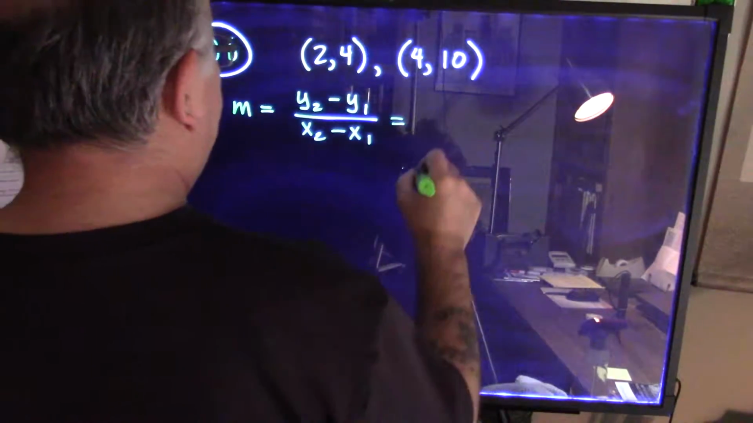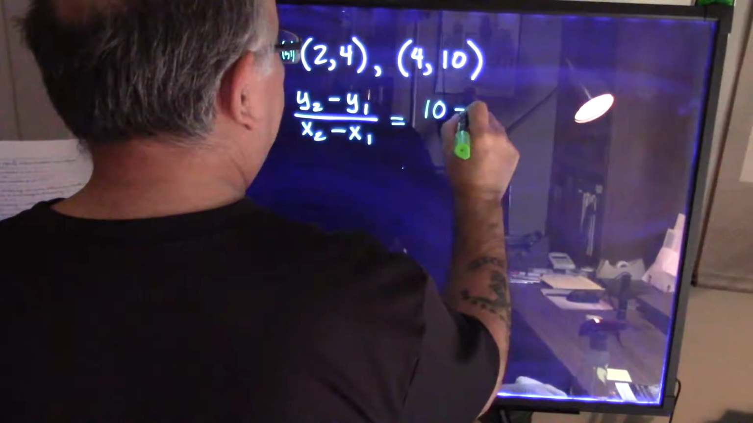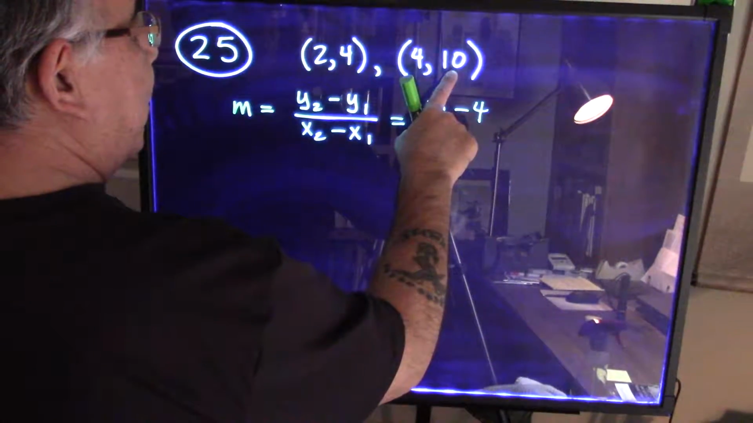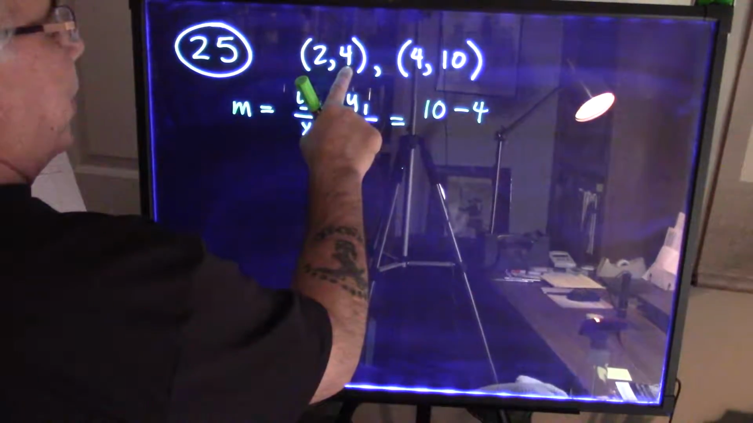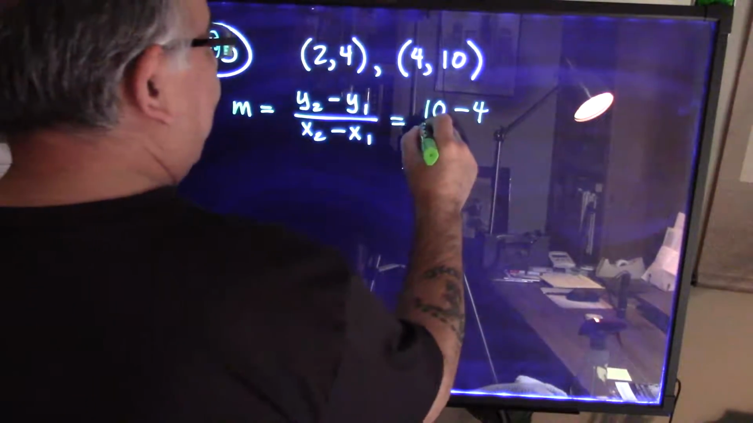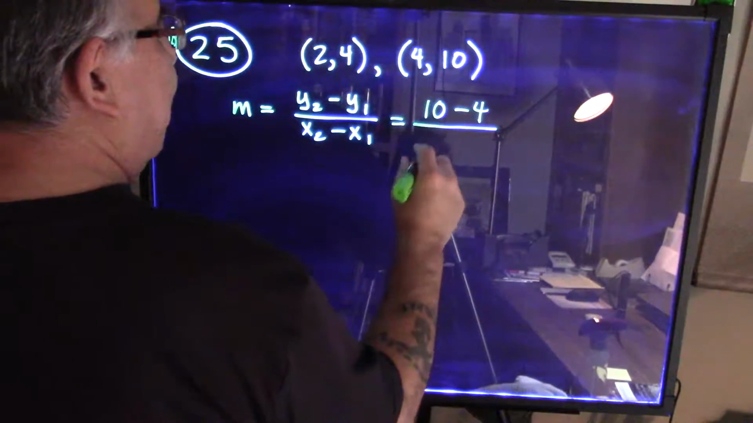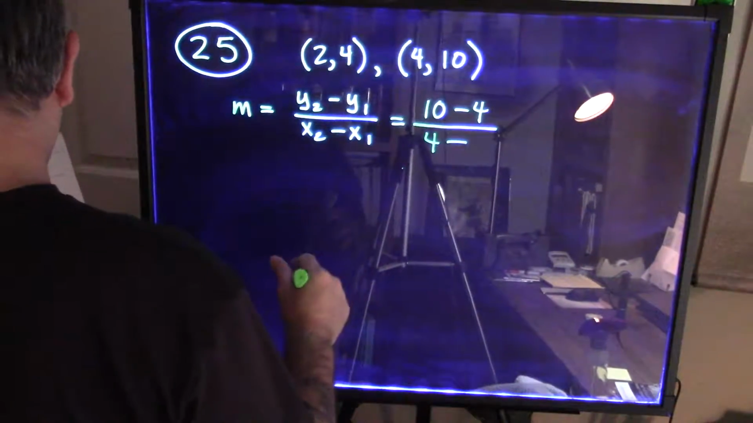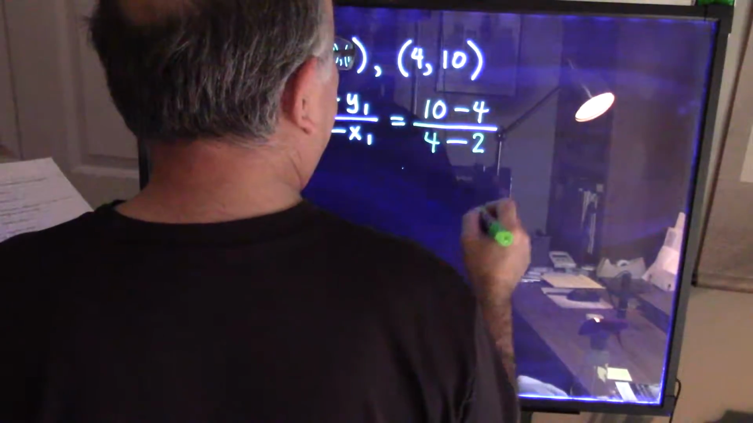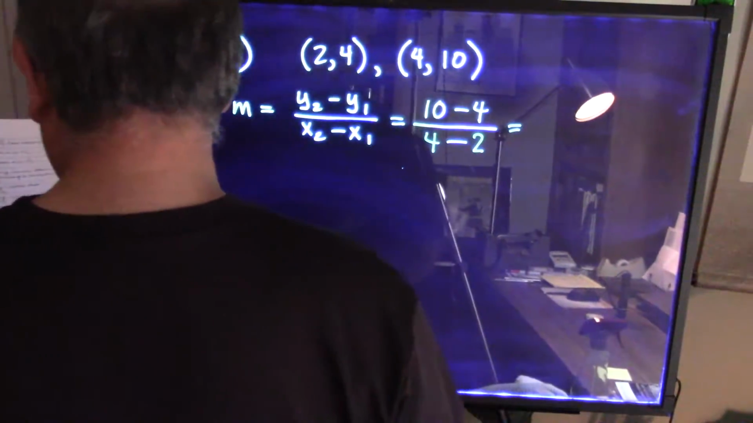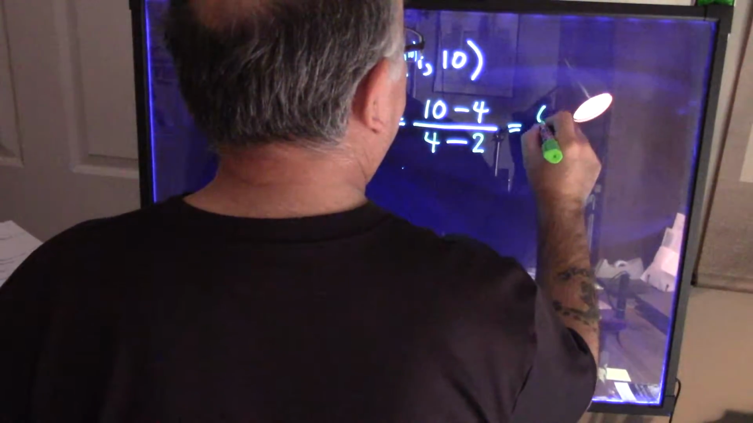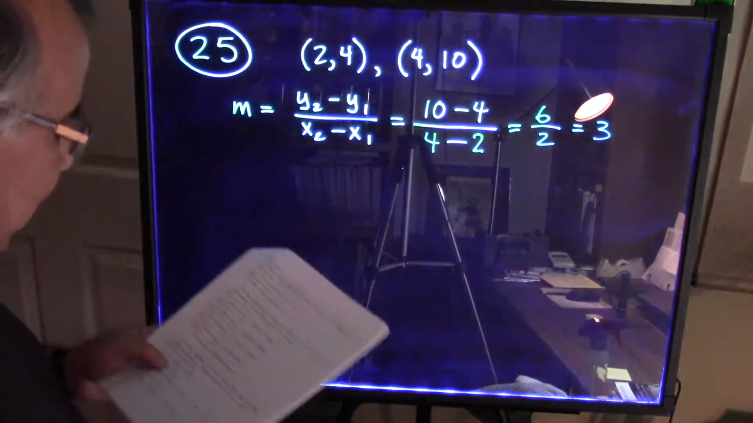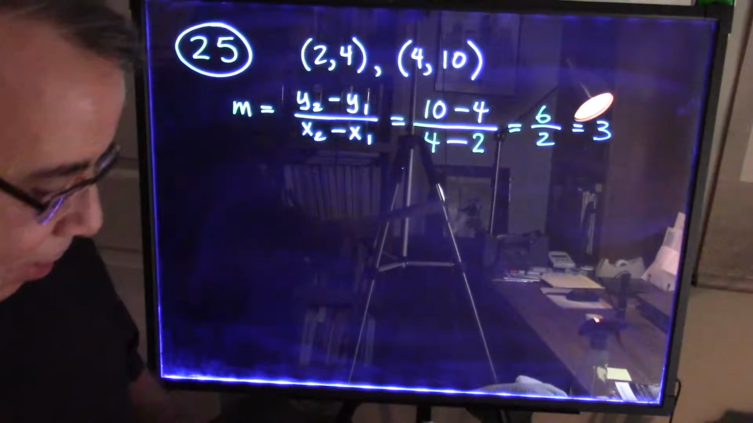Alright, so you've got 10 minus 4. So that's y2, which is the y-coordinate here, minus y1, which is that y-coordinate there, over x2, this is x2 here, 4, minus x1 there, alright, 4 minus 2. So that equals 6 over 2, which is 3. So that's the slope of the line joining those 2 points.